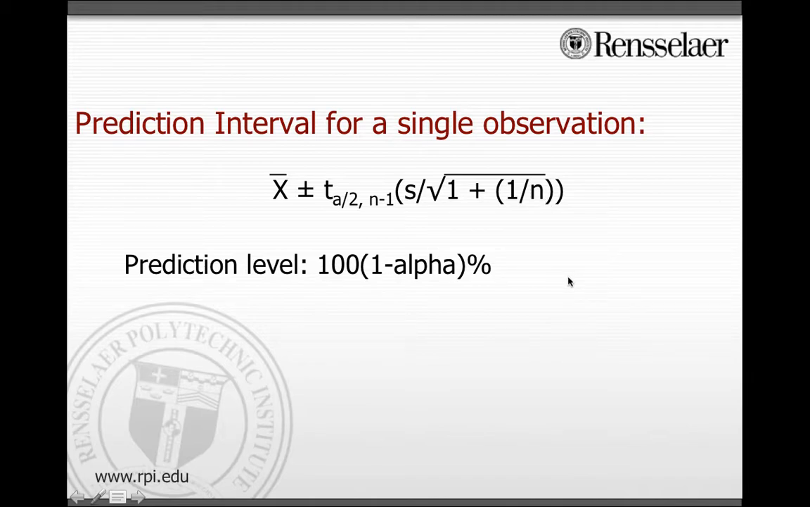And your prediction level remains the same. It's 100 times 1 minus alpha percent. So the prediction interval will always be larger than the confidence interval due to the increased variability in prediction errors and estimation errors. So as n gets larger, a confidence interval will shrink until it reaches the true value of mu, or the specified parameter, whereas a prediction interval will approach mu plus or minus z sub alpha over 2 times sigma as n gets larger.